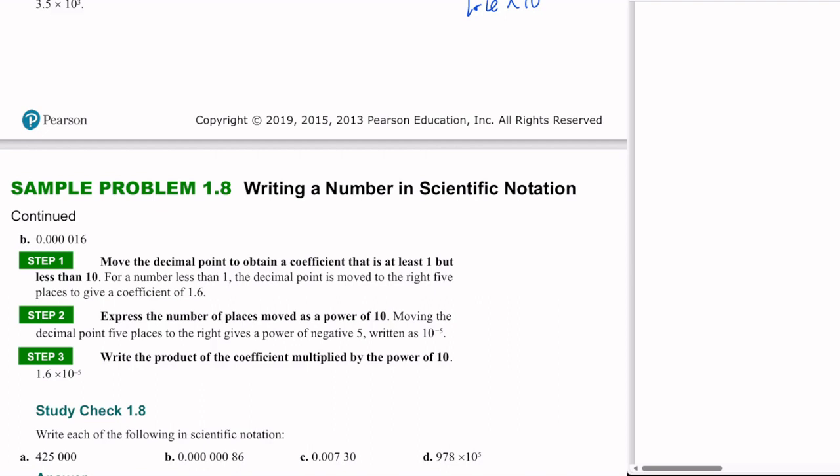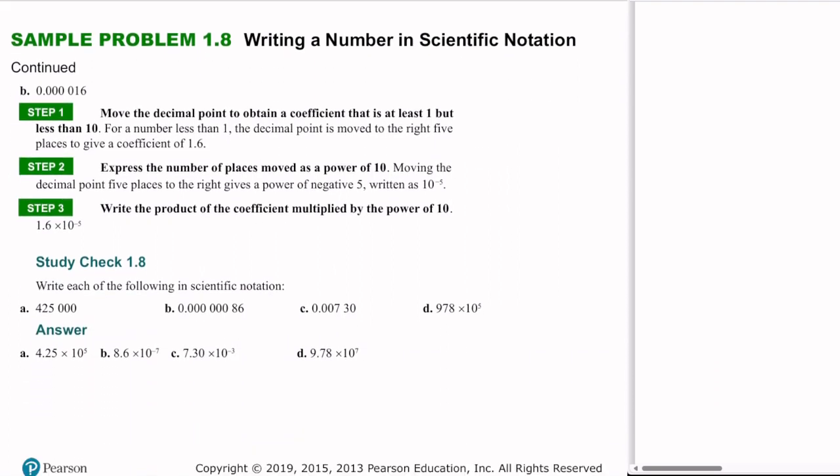Next, I'll let you complete study check 1.8 on your own. Write each of these numbers in scientific notation. Pause the video and practice writing each of these numbers in scientific notation before you look at the answers. Ready? Here are the answers. If you have any questions about these problems, see your instructor.